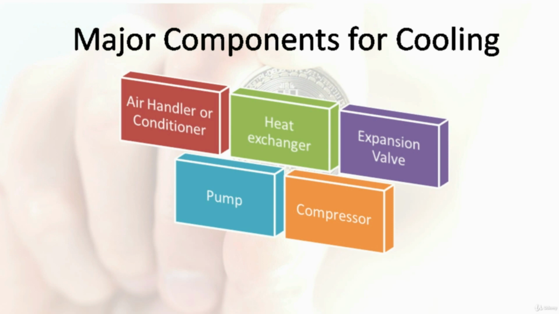So let's start off with the air handler or conditioner. Although there may be differences between an air handler and an air conditioner, in all cases, these are just cooling coils where air passes through and the heat from this air gets extracted into the cooling fluid that is inside these coils. Next, it is the heat exchanger. Typically, the heat exchanger is mounted on the building roof or some other location outside of the facility itself.